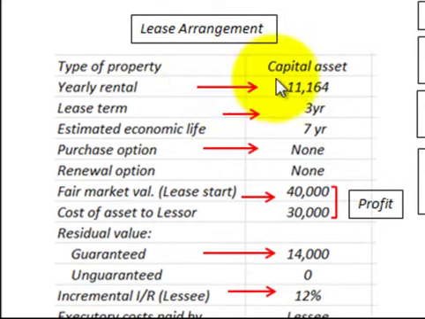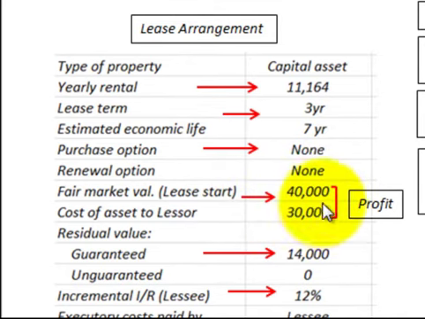So we have a yearly rental payment of $11,164 on this lease, and the lease term is for 3 years. The estimated economic life for this leased asset is 7 years. There's no bargain purchase option, and no renewal option as well. And then the fair market value of the leased asset at the lease start date is $40,000, and the cost of the asset to the lessor is $30,000.